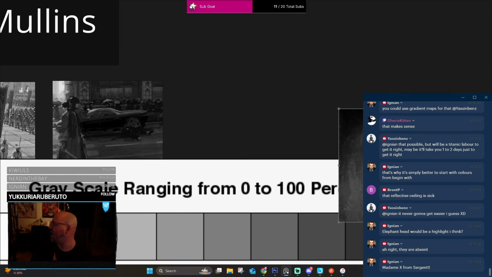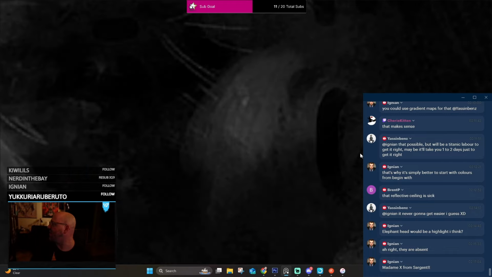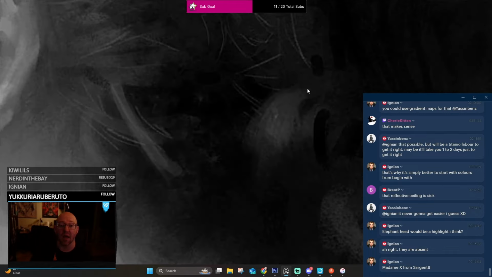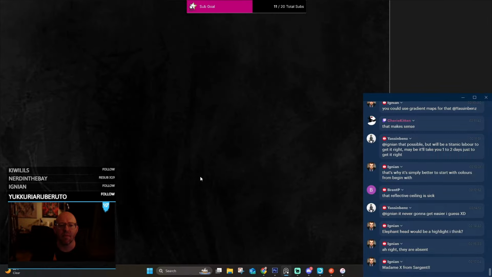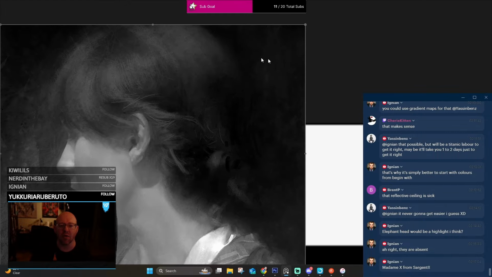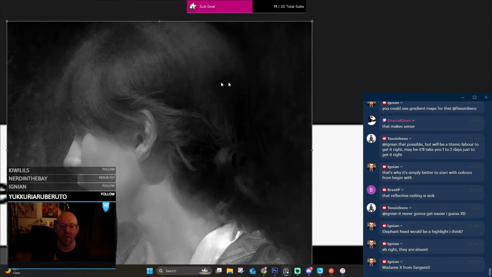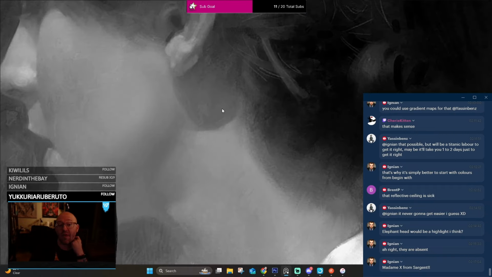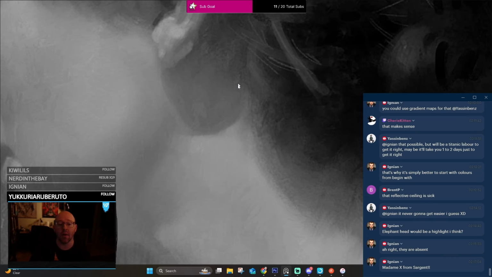Yeah, maybe a 90. But this doesn't even really get pure black. It looks pretty black, but it's not pure black. But see how your darks are with your darks, your midtones are with your midtones. You can have lighter midtones, you can have darker midtones, but they're still midtones. Even the shadow is a midtone.